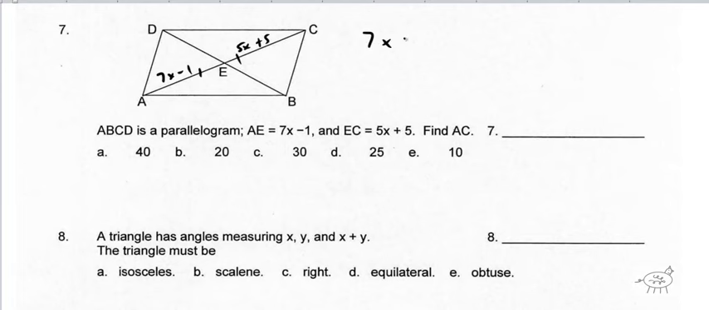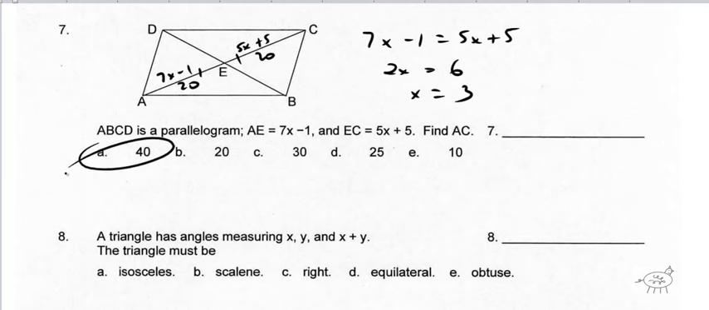So 7x minus 1 equals 5x plus 5. Move the 5x over, so I get 2x. Move the negative 1 over, I get 6. X is 3. Okay, so it says find AC. So if I plug a 3 into there, 7 times 3 is 21, minus 1 is 20. Now I could plug it into the other one just to check it. 5 times 3, 15, plus 5 is 20. So my answer, and be careful, right, find the whole thing AC, so you double that, and it's 40, A.